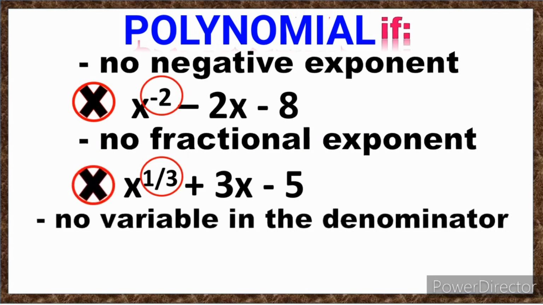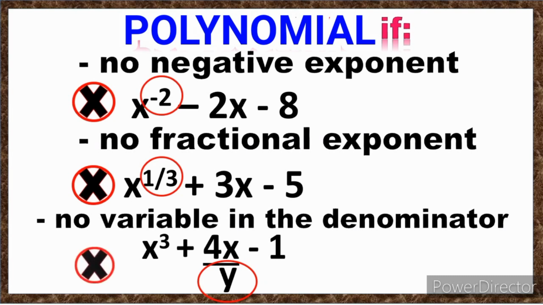Okay, next. Polynomial if no variable in the denominator. So, dapat ang polynomial walang variable sa denominator. Okay, expression x cubed plus 4x over y minus 1. Okay, meron tayong variable na y sa denominator na kapag sinimplify natin, yung y na yan, pag nilagay natin sa numerator, magkakaroon na tayo ng negative 1 exponent. So, therefore, this is not polynomial. Okay, again, para malaman natin na yung expression is polynomial, polynomial kapag positive ang exponent, kapag walang fraction ang exponent, at kapag walang variable sa denominator.